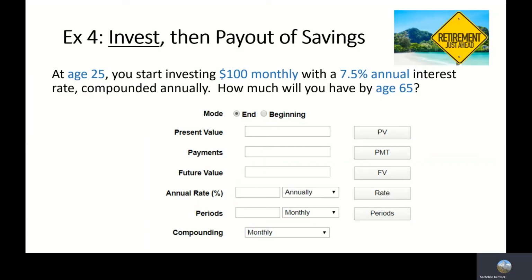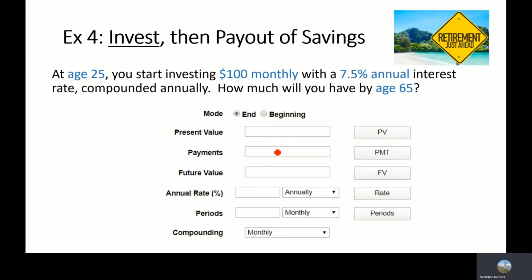In our last example, we're going to look at investing money until retirement, and then we're going to look at that money being paid out to you once you retire. So let's say at age 25, you start investing $100 every month, and your interest rate is 7.5% compounded annually. So how much money will you have by the time you reach age 65?